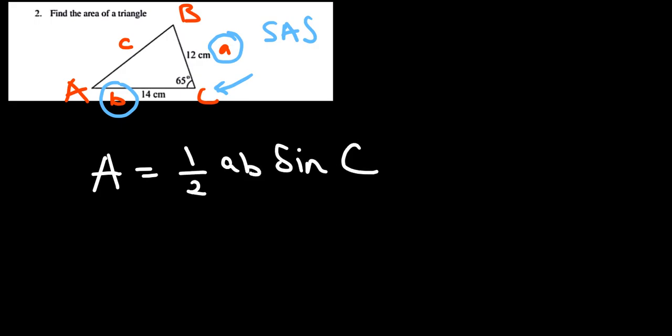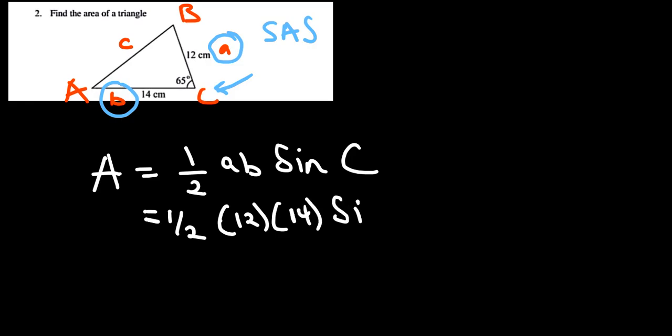Let's calculate the area. The area will simply be 1 over 2 AB sine angle C. So this will be equal to 1 over 2, side A is 12, multiplied by side B, which is 14, and then multiplied by sine C, which is 65 degrees. You simply have to punch in these values now onto your calculator.